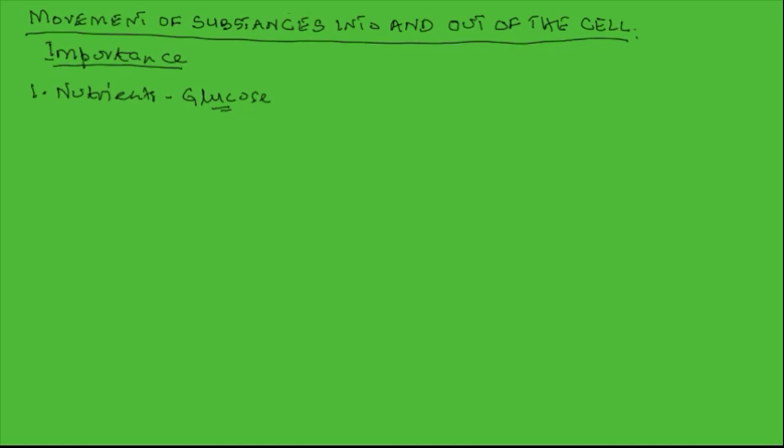Another reason why substances move across the cell membrane is excretion. Excretion is the removal of the waste products of metabolic reactions. These waste products cannot be allowed to accumulate because they will interfere with the normal functioning of the cell. In fact, these waste products are quite toxic, so they must be removed through the process of excretion across the cell membrane.